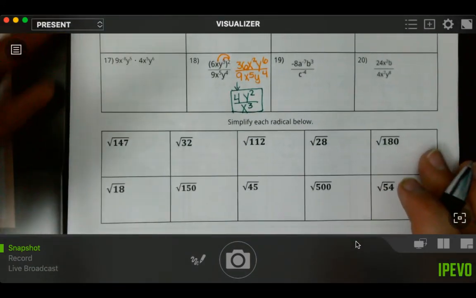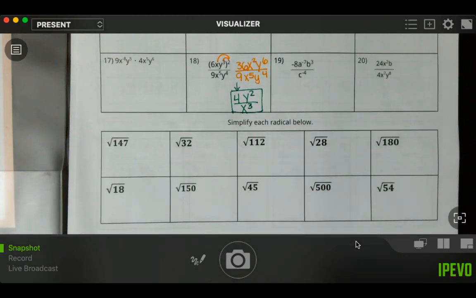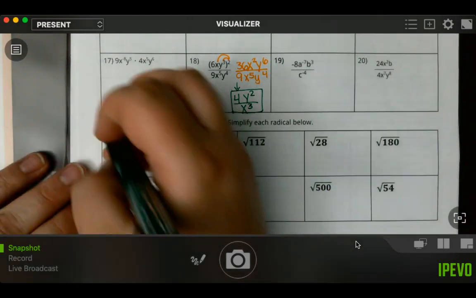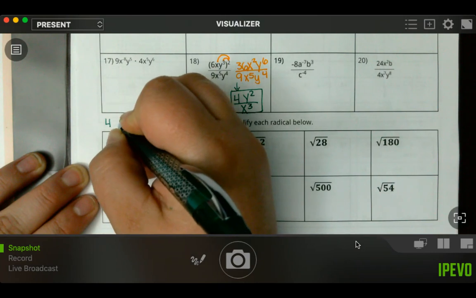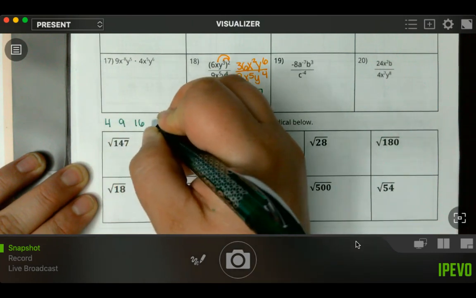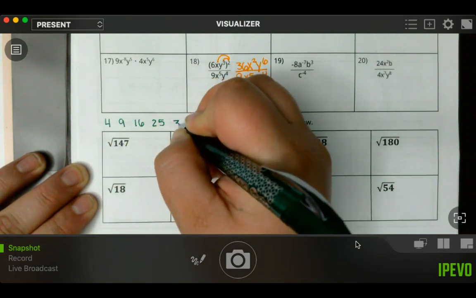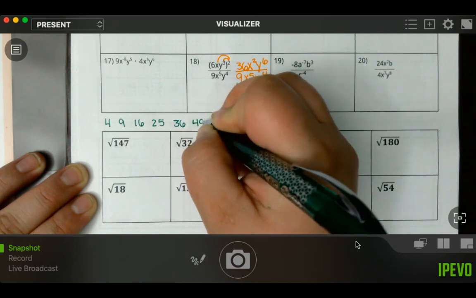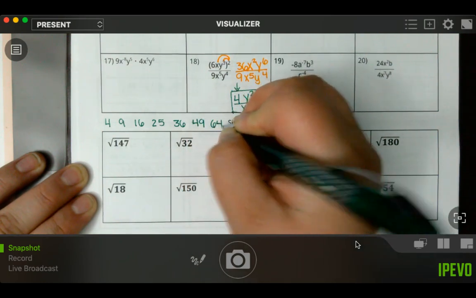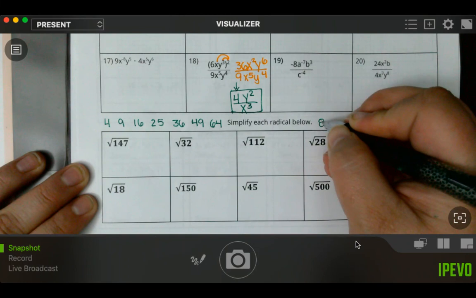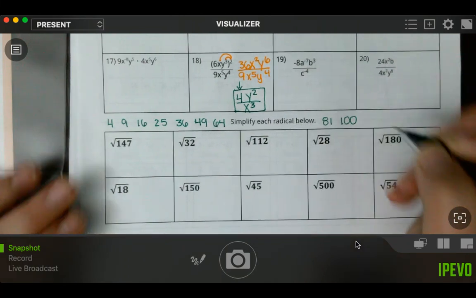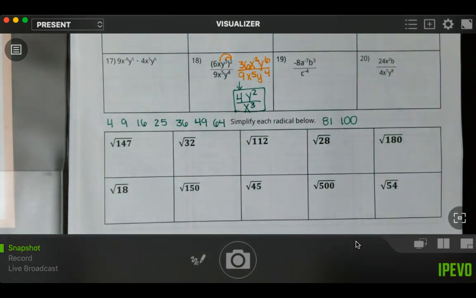Now let's talk about square roots or radicals. On your notes sheet, you're going to want to have the perfect squares. I'm going to write them down really quick. You need to take a second to do the same. Pause the video if you need to. Sorry, I ran out of space.